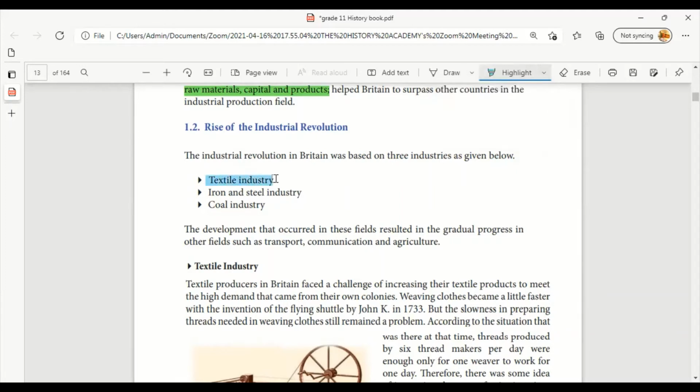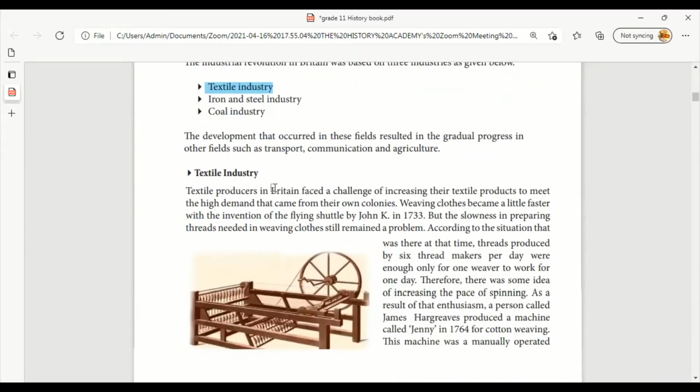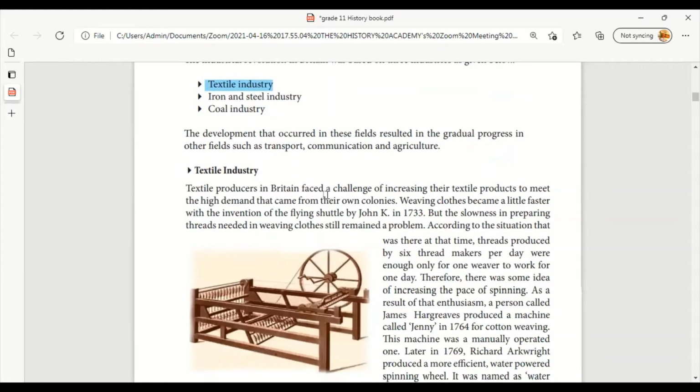So the first one is the textile industry. As we already learned, even in India there was a high demand for British cotton clothes. So textile producers in Britain faced the challenge of increasing their textile products. As I told you, there was a demand, but they didn't have any methods to increase their production. Why is that? Because there was no developed industrialization.